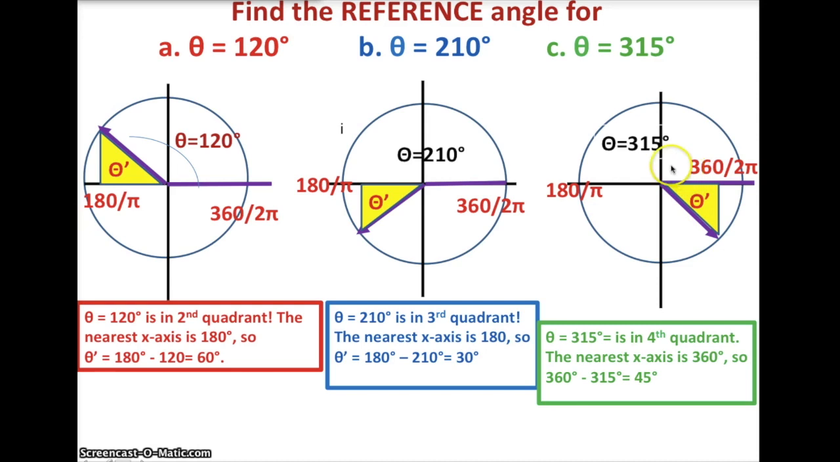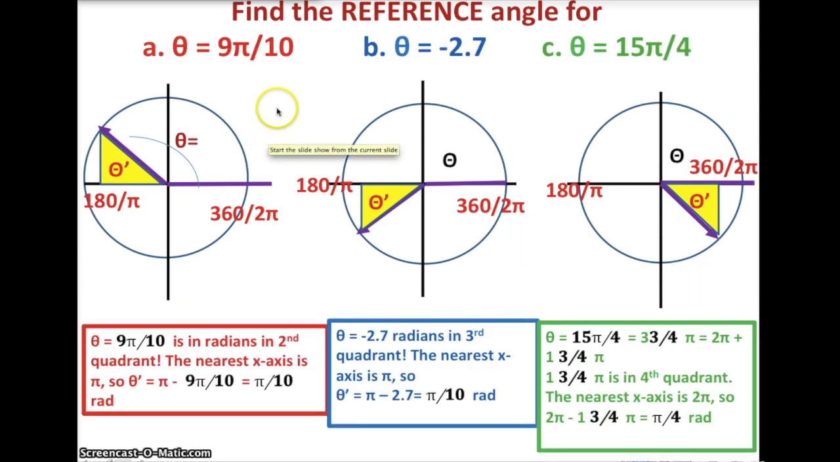And then going into fourth quadrant, you have 315 degrees. In fourth quadrant, the nearest x-axis is 360, so you subtract 315 from 360 and your reference triangle or your reference angle would be 45 degrees.